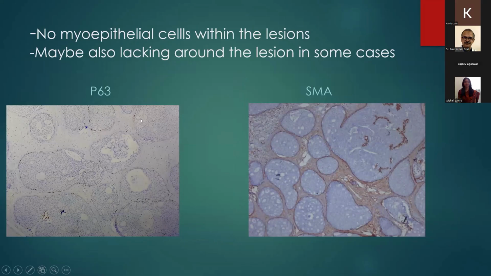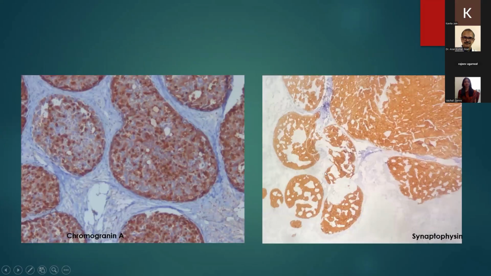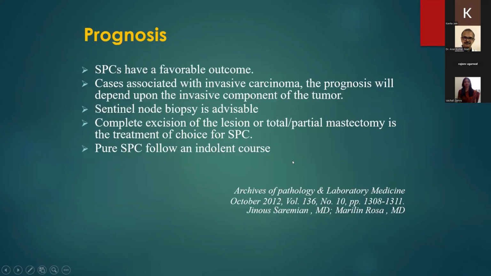Myoepithelial cells might be present at the periphery of the lesions or might be attenuated to absent. And they are positive for neuroendocrine markers like chromogranin and synaptophysin. So this is again an in situ lesion, to be treated just like DCIS, and excision followed by sentinel lymph node is the treatment of choice. And if an invasive component is not associated with them, generally systemic therapy is not required and they follow an indolent course.